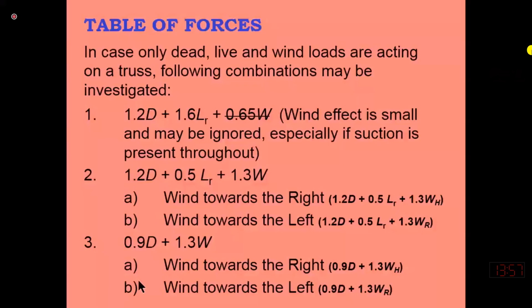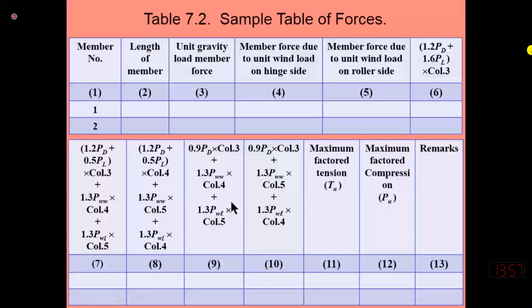In this one, we only have the gravity load, which is the dead load 0.9, and the wind load, which is 1.3. So these two factors will be repeated. This is for the first case, if the wind is blowing from the column number 4 side or the windward side, and this is the case if the wind is blowing from the roller side. Just the top parameter is changed. Instead of considering 1.2 dead load and 0.5 live load, we are considering 0.9 dead load added with the wind load analysis.